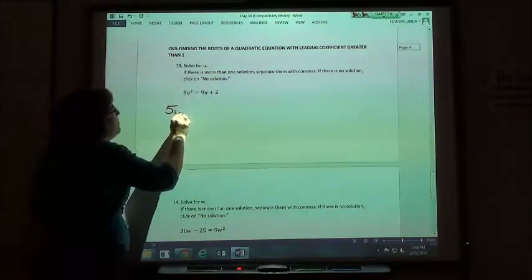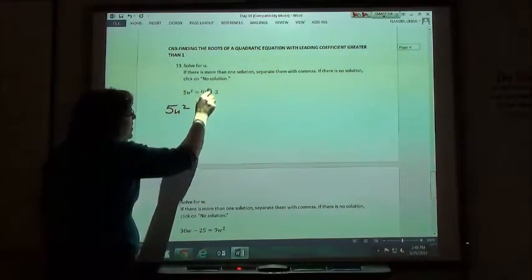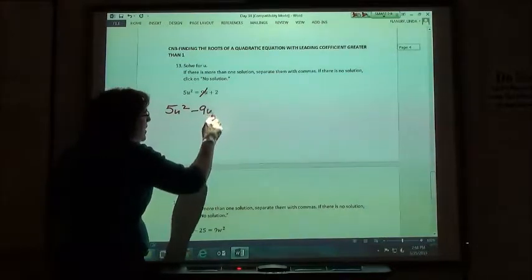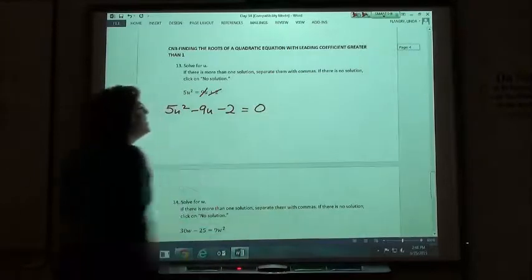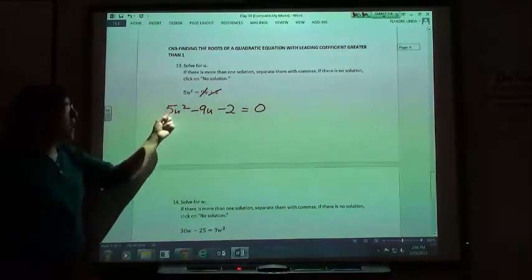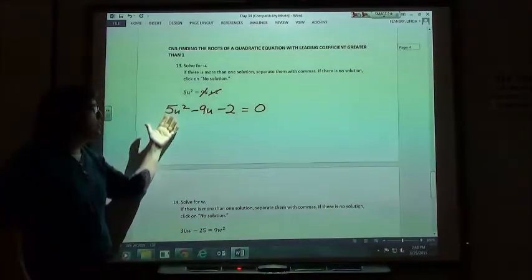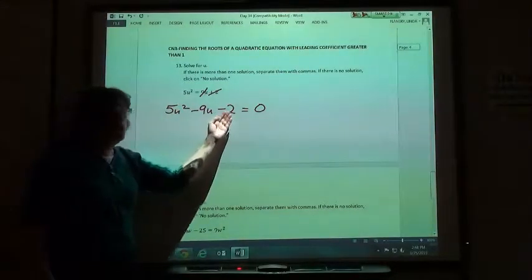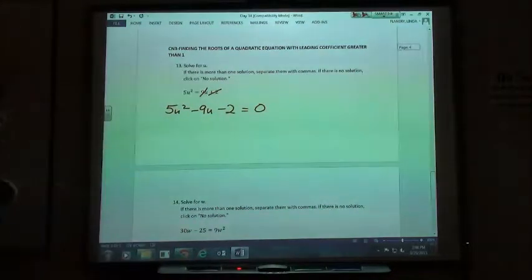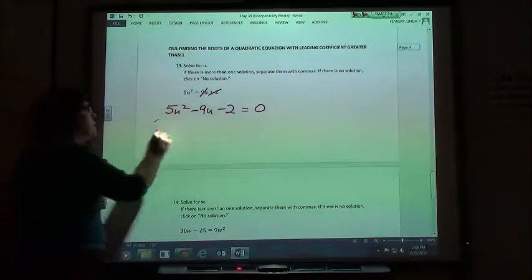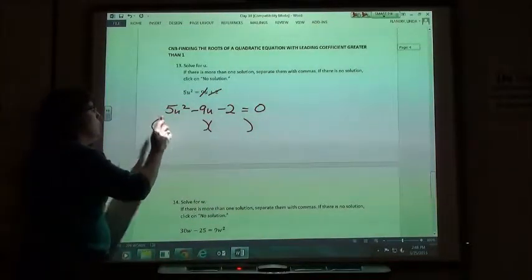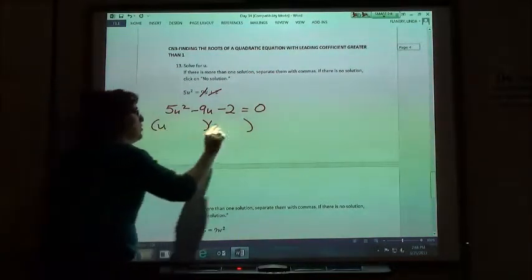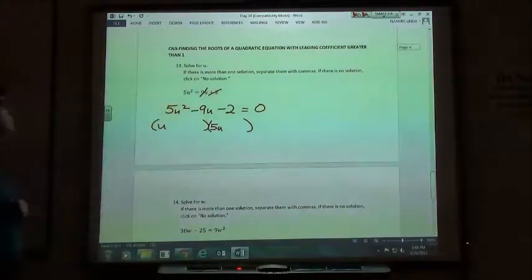So I'm going to have 5u squared. Since this is a positive 9u, I'm going to make it a negative 9u. And since that's a positive 2, I'm going to make it a negative 2. And I'm going to set it equal to 0. Make sure you have it in descending order: your u squared, your u term, and then your number, your constant term on the end. Now it's in the proper form that we can factor it. So we use our two sets of parentheses. Factors of 5u squared: well, 1u times 5u. So u times 5u is 5u squared.